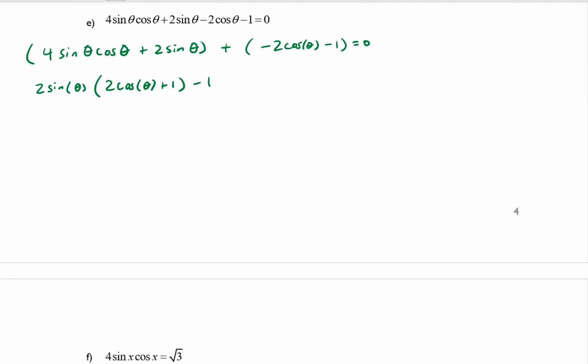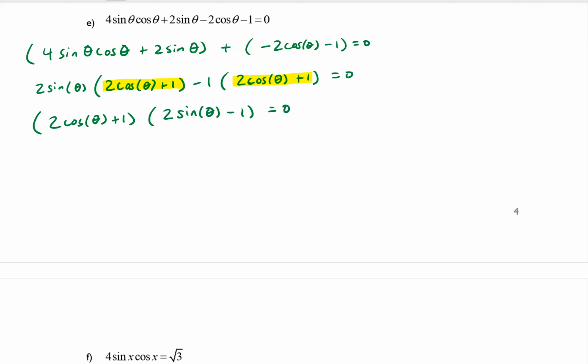And I'm going to factor out a minus 1 out of the second set of parentheses. And so we're basically factoring by grouping here. And what's nice is that whatever's left over inside of the parentheses match with each other. And so we can now factor that out. And we'll be left with 2 times sine of theta minus 1 equals 0. And now we have these two equations or factors that we can set equal to 0 using the zero product principle.